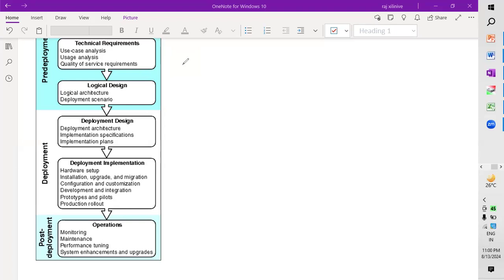One is the pre-deployment phase. Second is called the deployment phase. Third is the post-deployment phase. These are the different tasks which we normally do when we provide any kind of solution, from the context of deployment tasks.